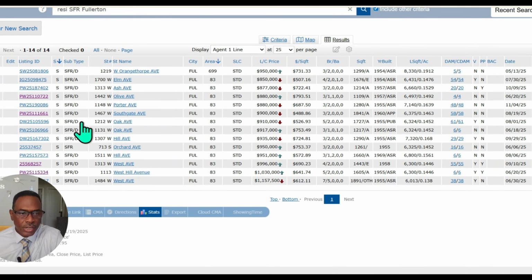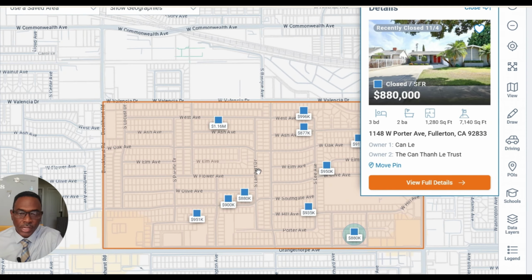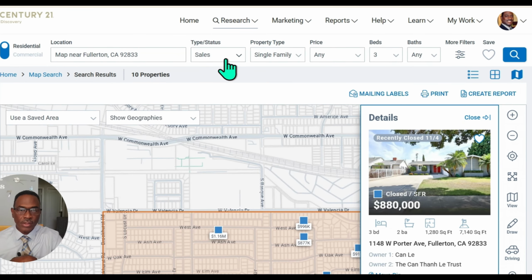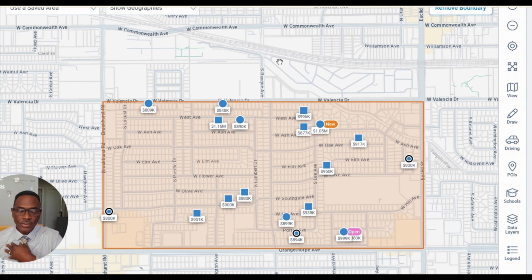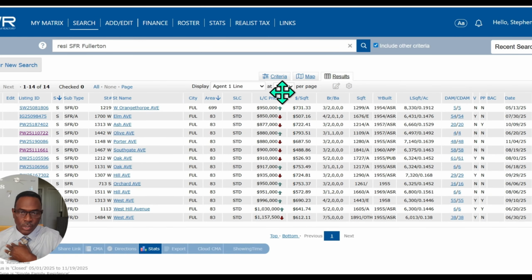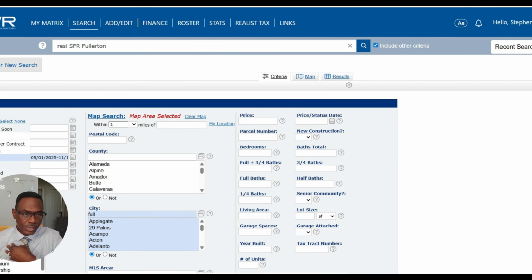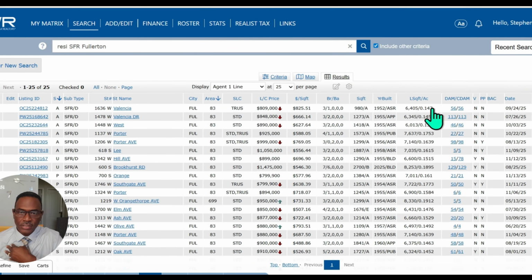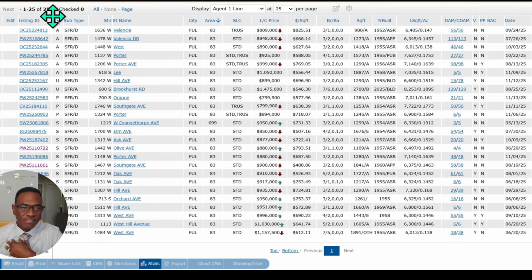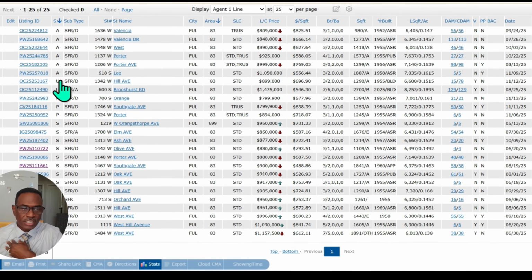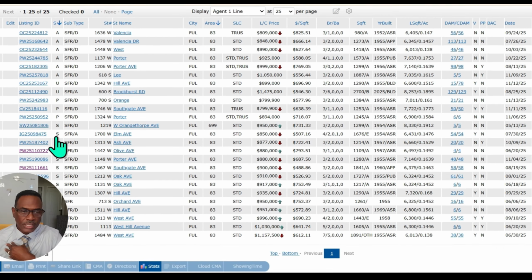Well, let's look over here. So now that we have seen active properties, we have seen pending and under contract properties, and we looked at the closed properties, let's put it all together. We put all of the properties together. We can start to do the rest of the process. For example, criteria, pending, active. So let's get all of these together. So we have 25 properties. These are active properties, under contract, pending, and sold.